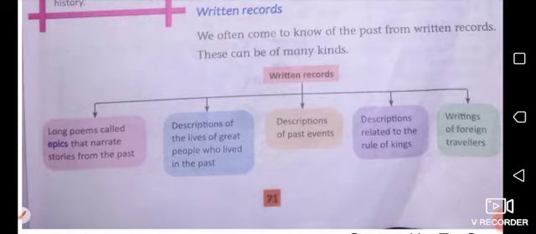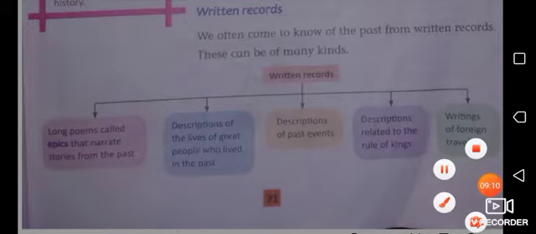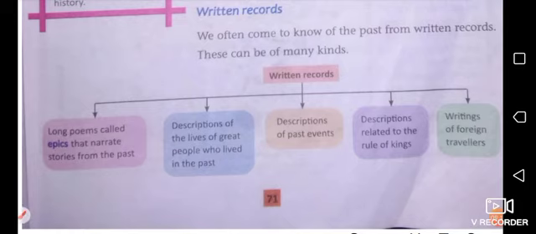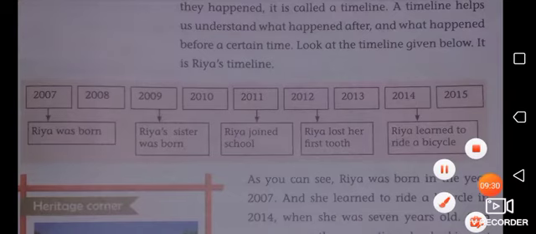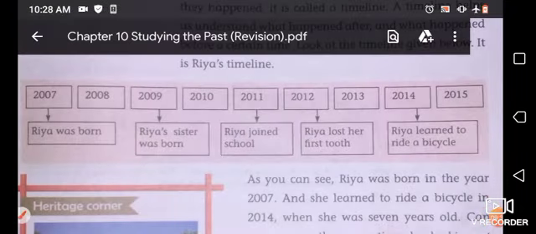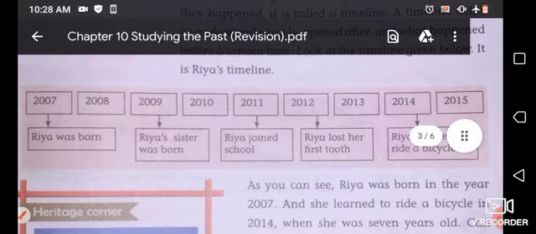When events are arranged in the order of the dates in which they happened, it is called a timeline. A timeline helps us to understand what happened after and what happened before a certain time. Here is a picture of a timeline, given in your book on page number 73. So this is a timeline.